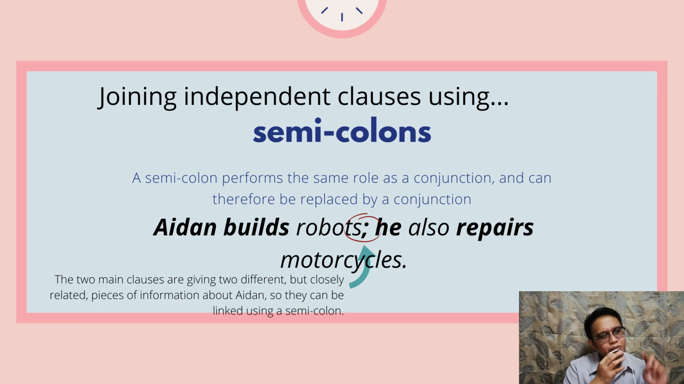Now, a compound sentence can also be connected through a semicolon. Very easy rin ni. Semicolon rather, instead na mabutang tag comma o mabutang ta og coordinating conjunction, we can also put semicolons. A semicolon performs the same role as a conjunction and can therefore be replaced by a conjunction. Pwede ra gyud na mao ni atong himuong conjunction ang kanang semicolon. So inibutang nato sa semicolon mana. That's it. So Aidan builds robots; he also repairs motorcycles. Okay, so these are closely related items. It talks about Aidan. So might as well connect them using a semicolon.